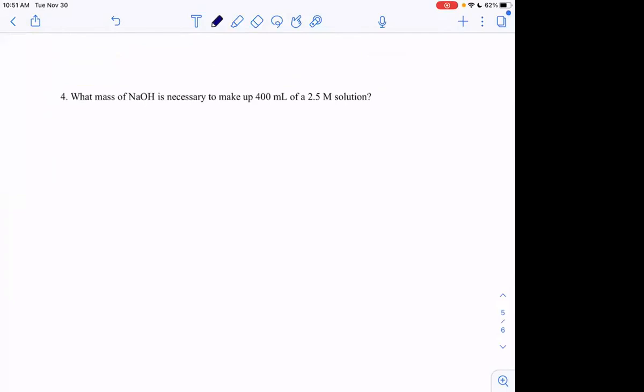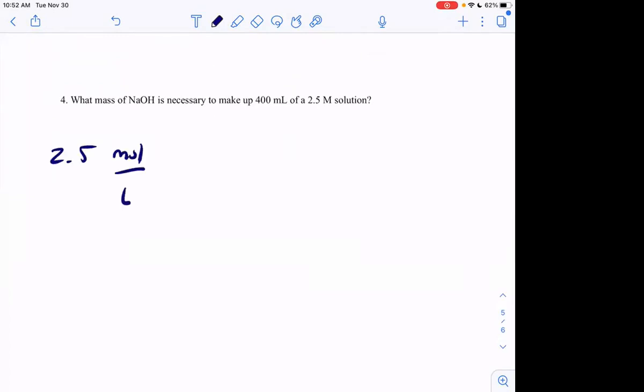And then, of course, a molarity question. You got to expect some sort of solution questions. Molarity is a big concept. What mass of sodium hydroxide is necessary to make up 400 mils of 2.5 molar solution? Always write out your molarity as the units, moles per liter, and you'll be able to see dimensional analysis a little bit better. You say to yourself, I've got 2.5 moles per liter, and we need grams of sodium hydroxide, right? What do I do?